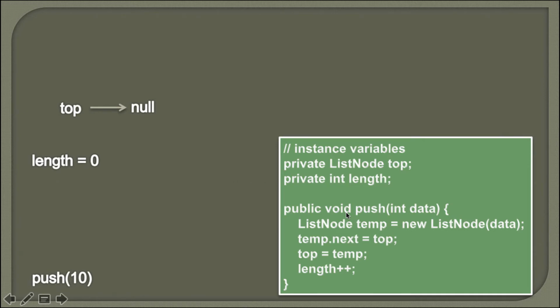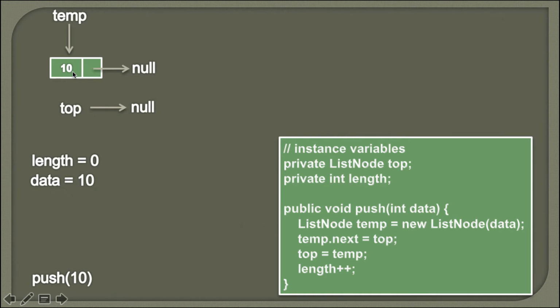Now suppose we want to add an element having data as 10. We'll call this push method and pass the data into it. Let's see the execution of this method step by step. In order to push an element into a stack, we first create a temporary list node having the data which we have passed as an argument. So it would look something like this: we have created a list node having data as 10 and its next pointing to null, and the name of the list node is temp and it's pointing to that particular node.